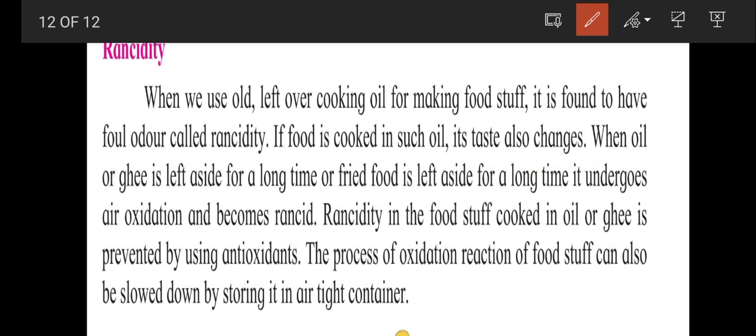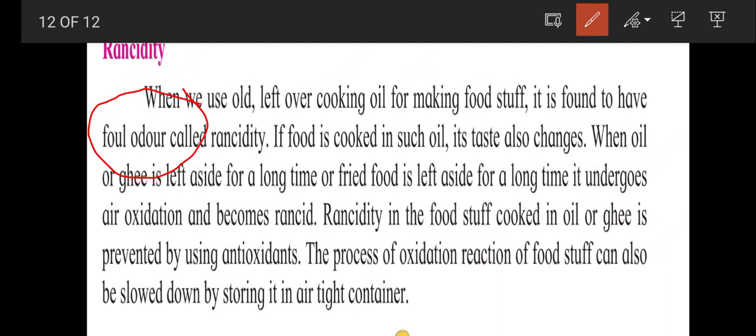Now the last point is rancidity. Students, when we use old leftover cooking oil for making foodstuff, we find that there is a foul odor. हमें क्या होता है, वहाँ एक गंदी बदबू आती है. ओके, अगर आपने पुराना तेल यूज़ किया है तो वहाँ गंदी बदबू आती है. So that is rancidity.